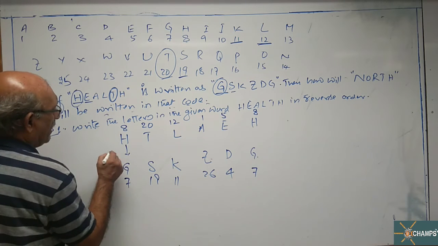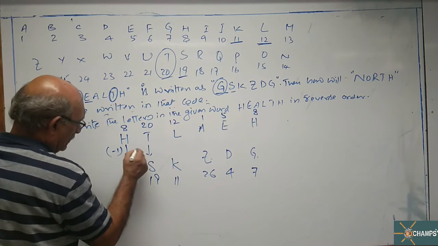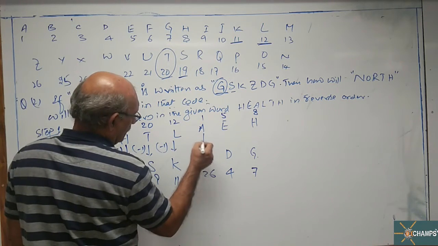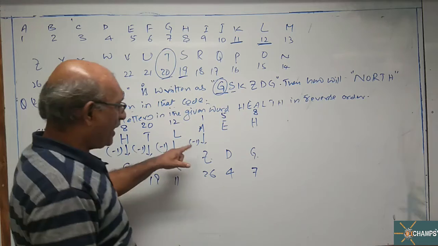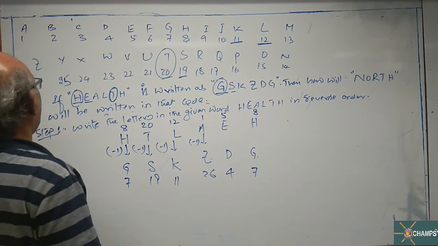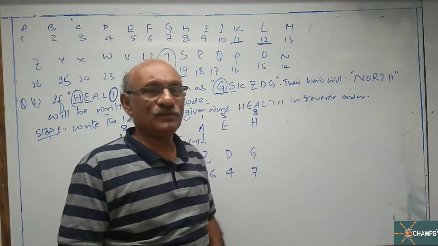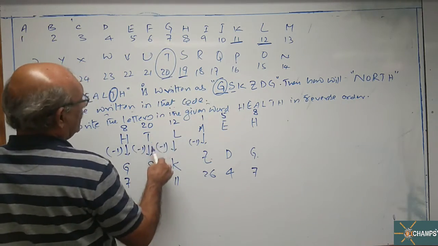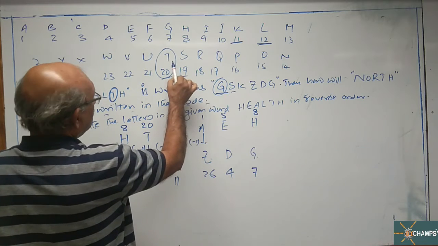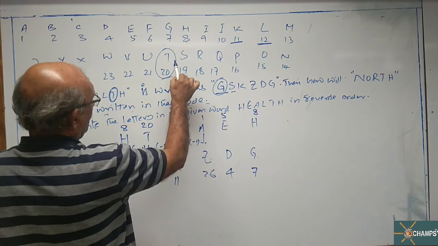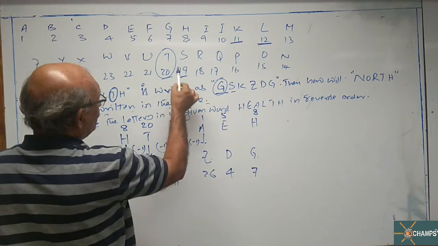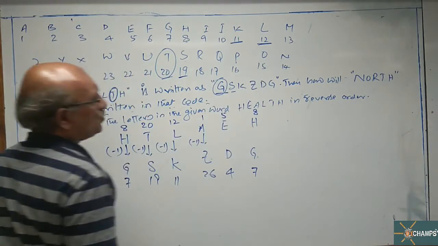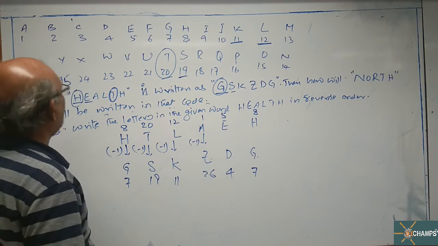Now look at this, sir. -1, -1, -1, -1. Here, -1 means I am shifting one place to the left. One place to the left this way. Look at this. H to G, one place left you moved. T to S, one place you moved. Then it is 12 to 11, this way you moved. Right, left you are moving.